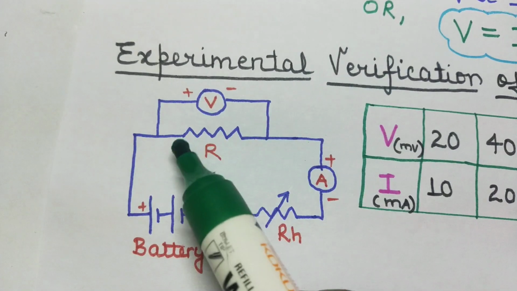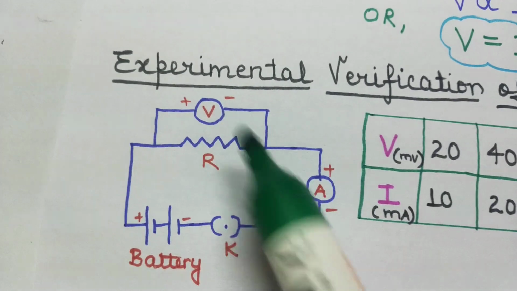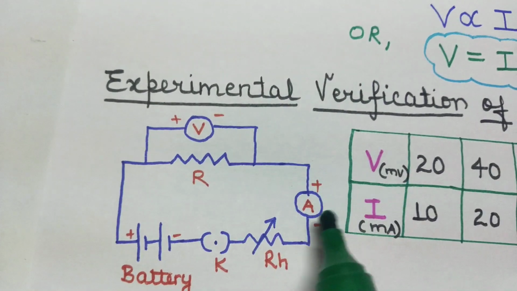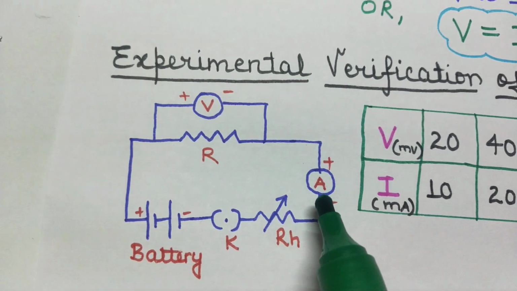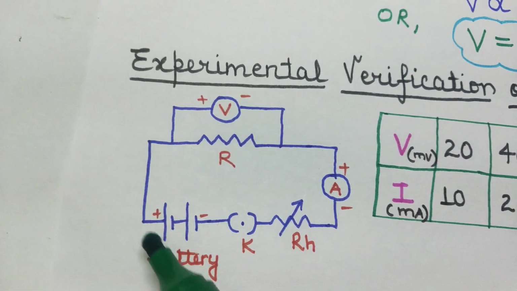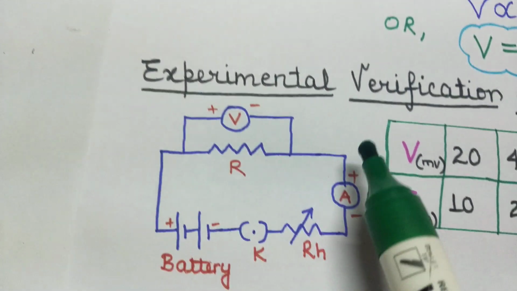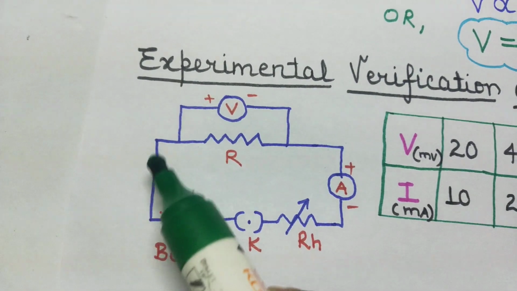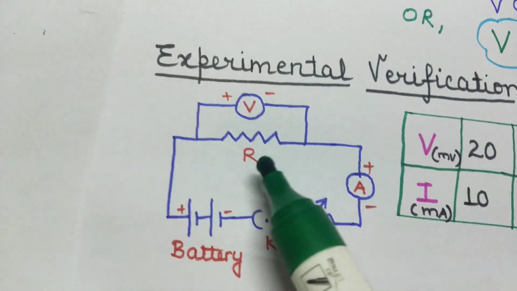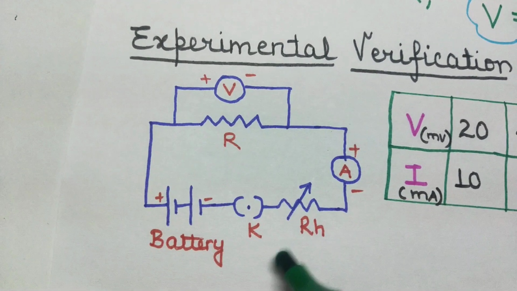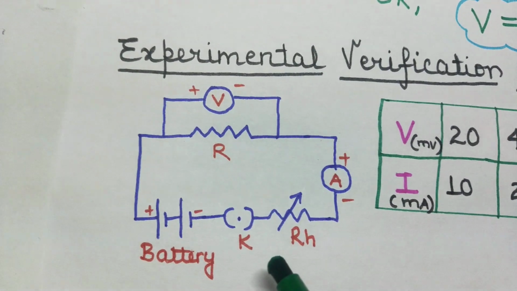What does series mean? It will be in the same line, okay. So the resistor wire is connected in series with the ammeter, and all the other appliances are connected in series. See, all are in one line, so all are in series. Only the voltmeter is connected in parallel. So you must do the practice of this circuit diagram.